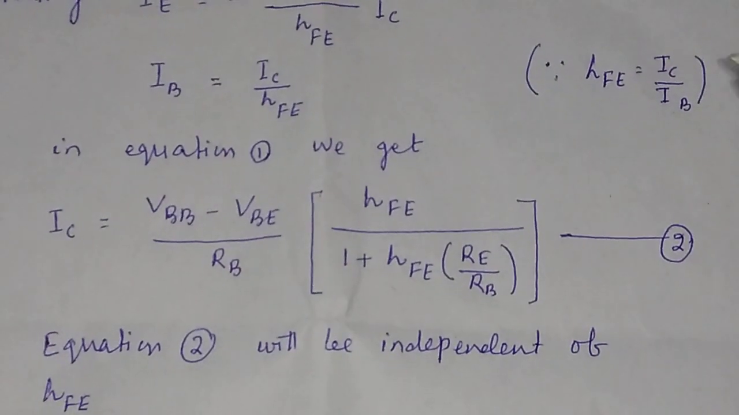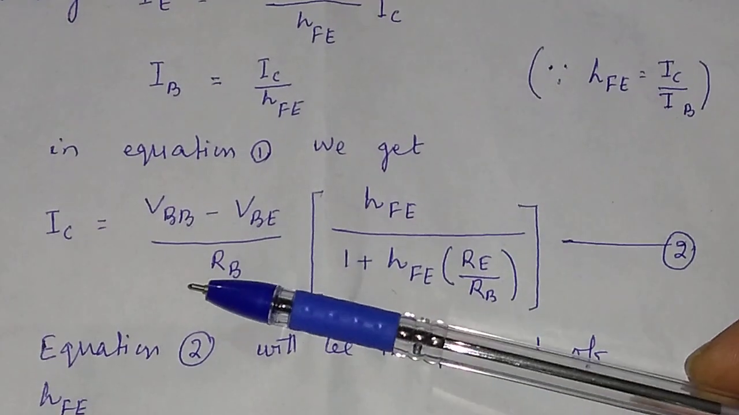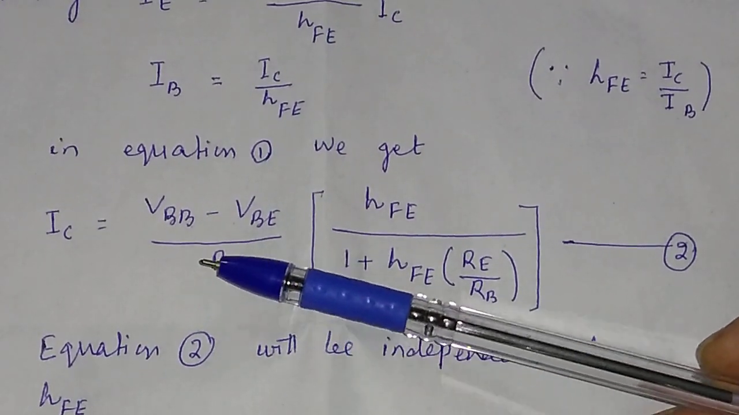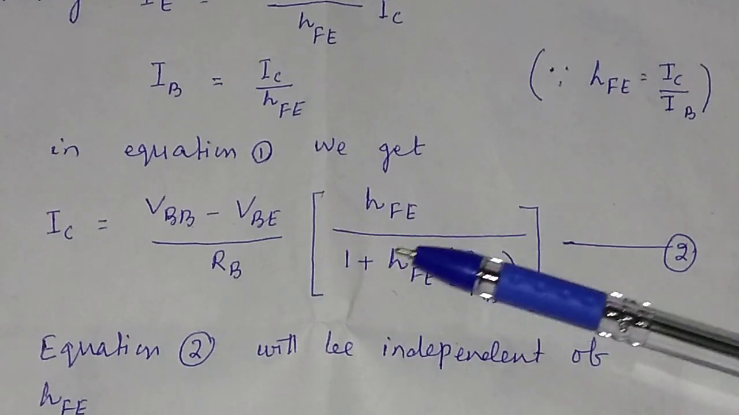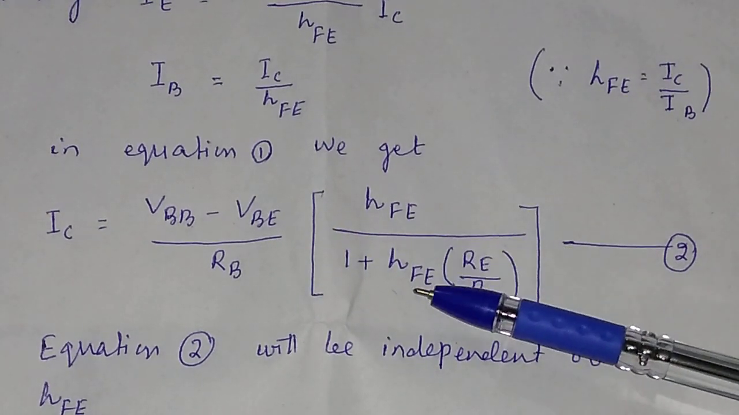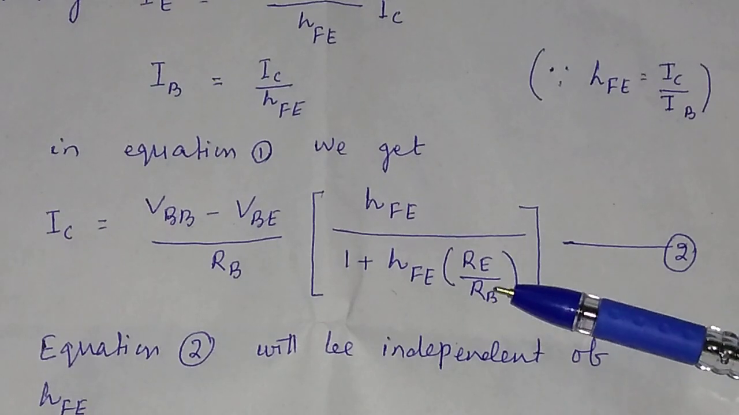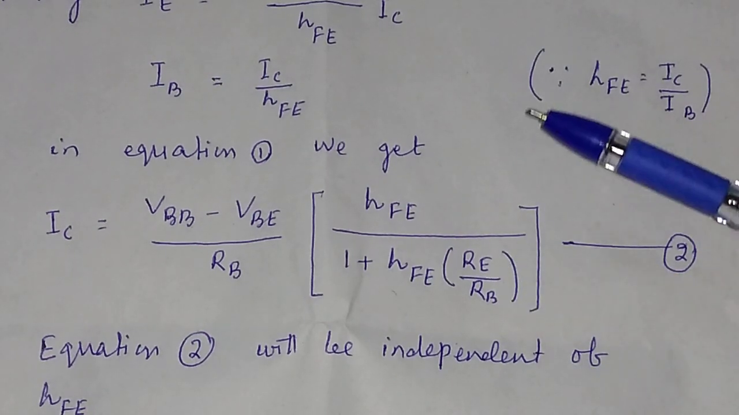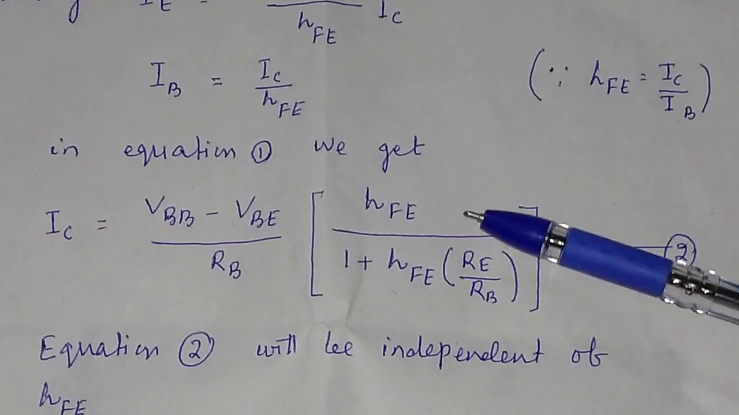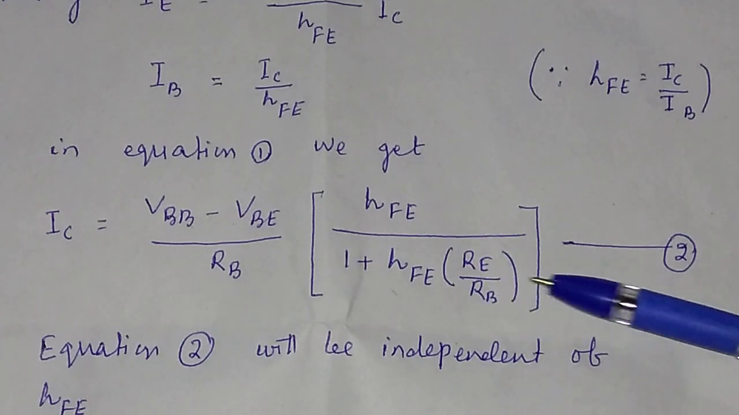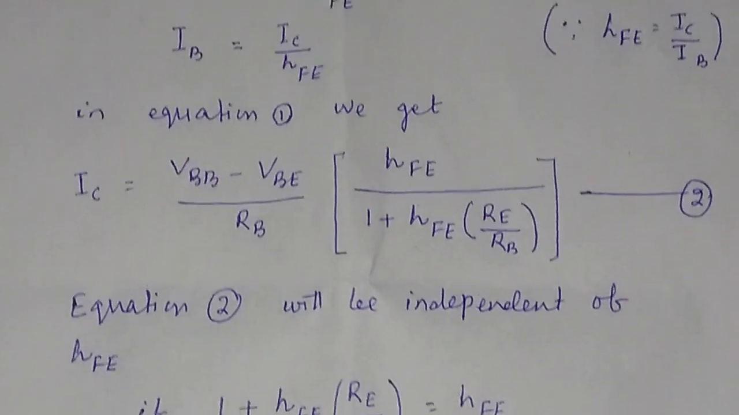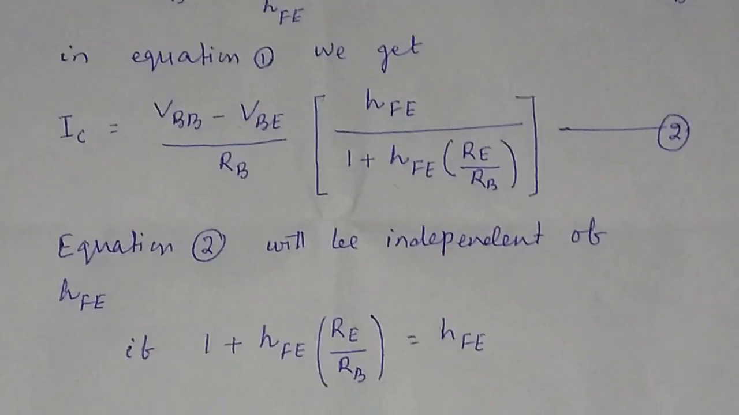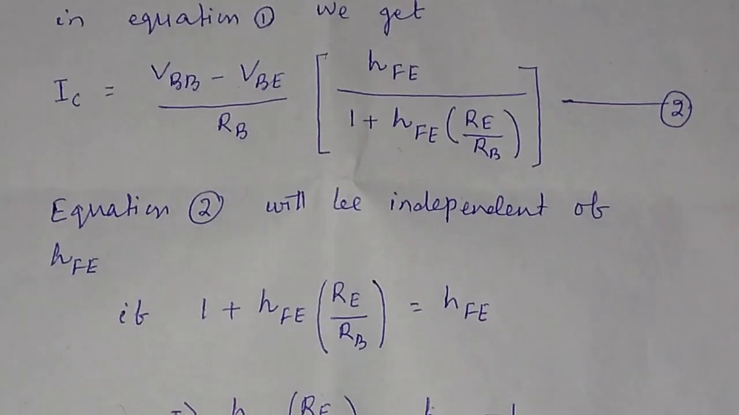You will get the equation IC equal to VBB minus VBE divided by RB, into HFE divided by 1 plus HFE into RE divided by RB. You need simple calculation, so you do it yourself, and this is equation number 2. And equation 2 will be independent of HFE. How will equation 2 be independent of HFE?